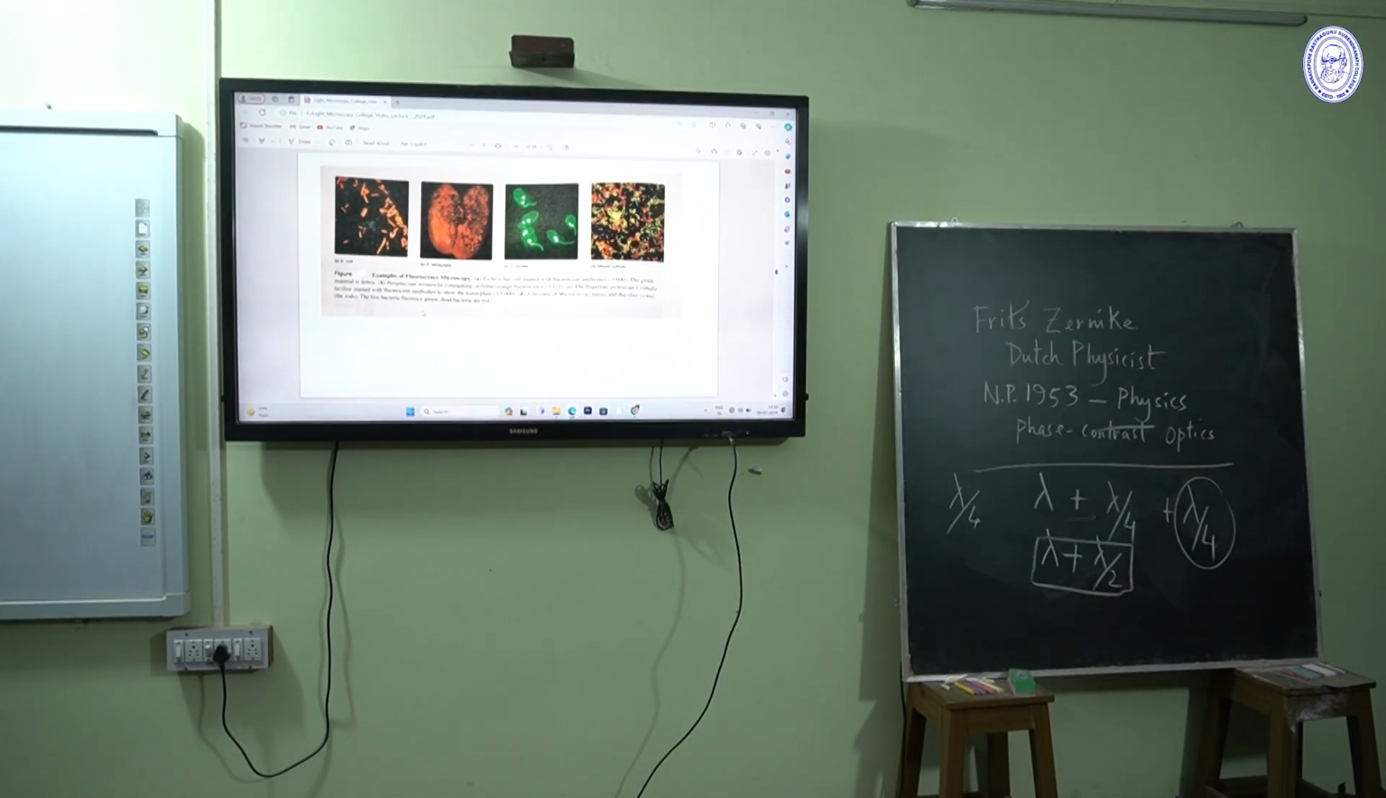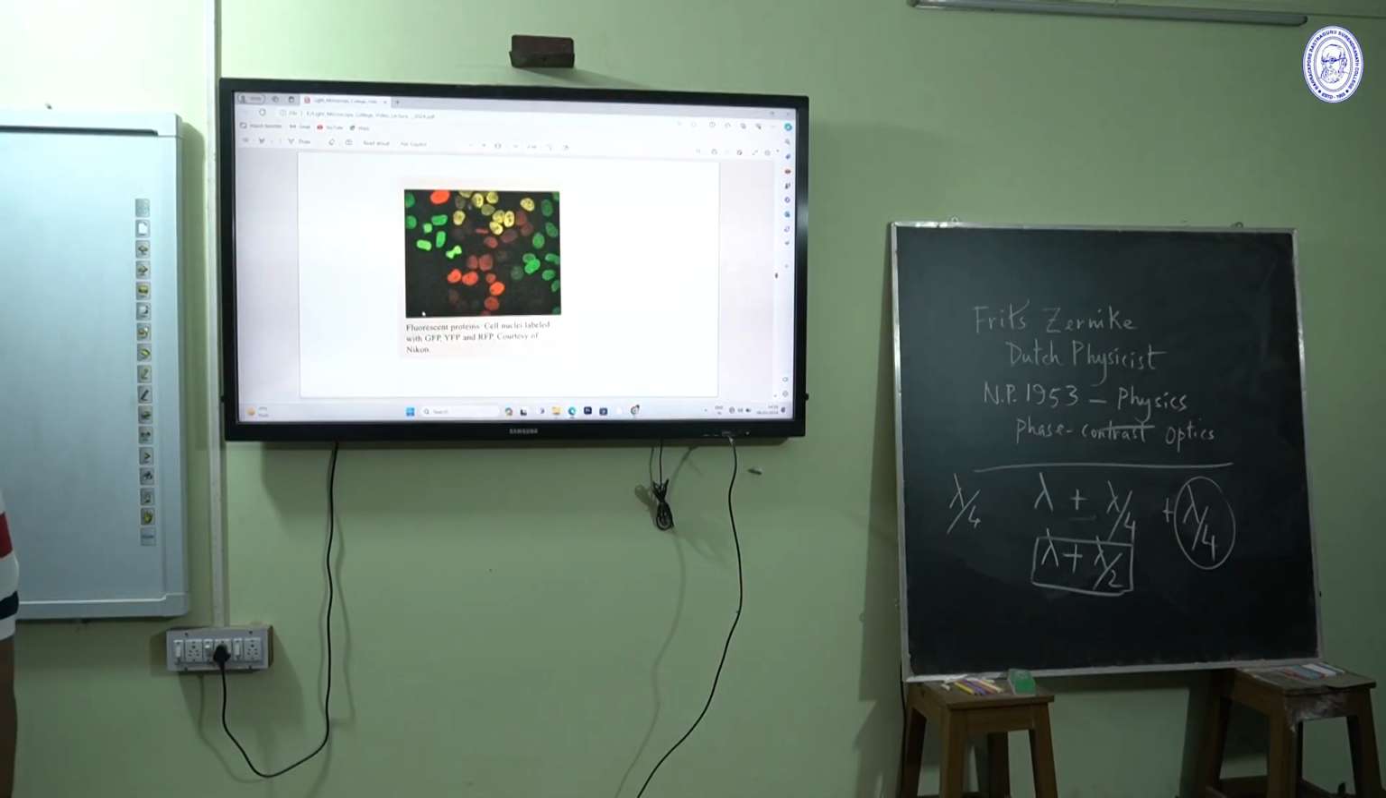These are the images of E. coli and other organisms in fluorescent microscopy. These are stained with different types of fluorescent dyes. These are fluorescent proteins, cell nuclei labeled with GFP, that is green fluorescent protein, YFP, yellow fluorescent protein, and RFP, red fluorescent protein.